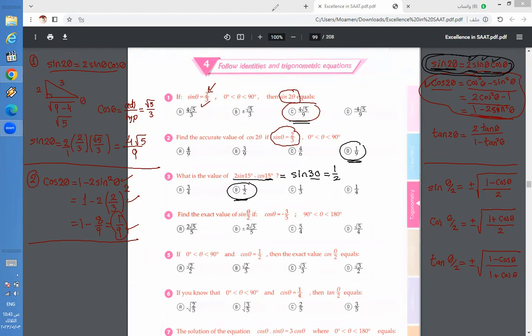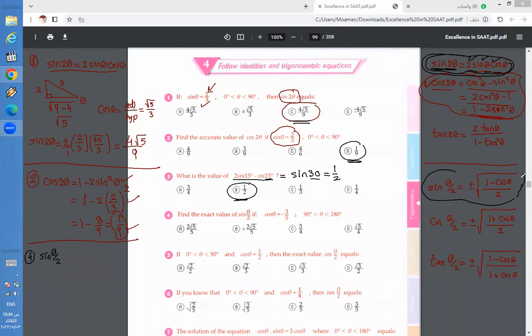We're going to Mishari Harbi. Yes. Okay, can you state number 4, please? Find the exact value of sine theta over 2 if cosine theta equals -3 over 5. Okay, so I need to find sine theta over 2. So we use the rule of sine theta over 2. Can you state the rule, please?